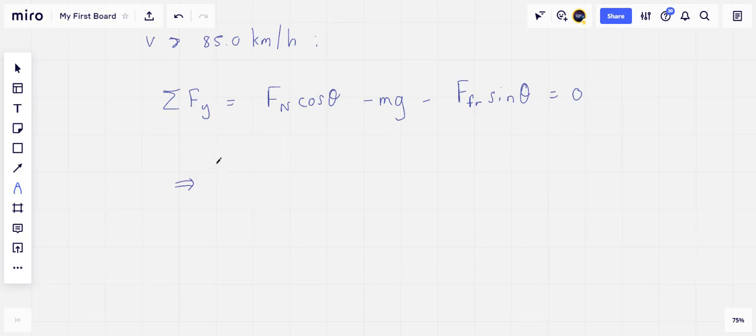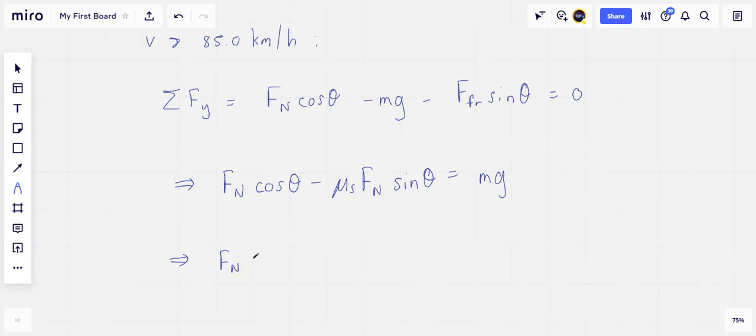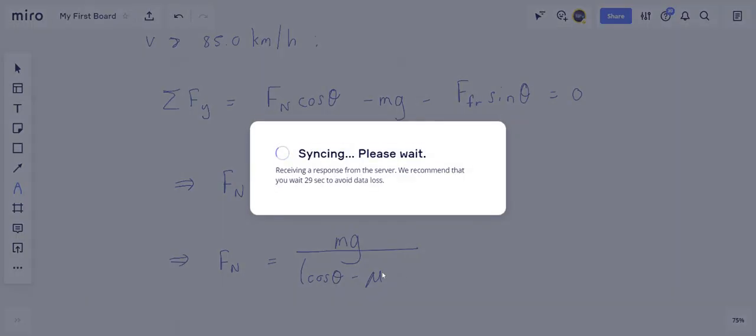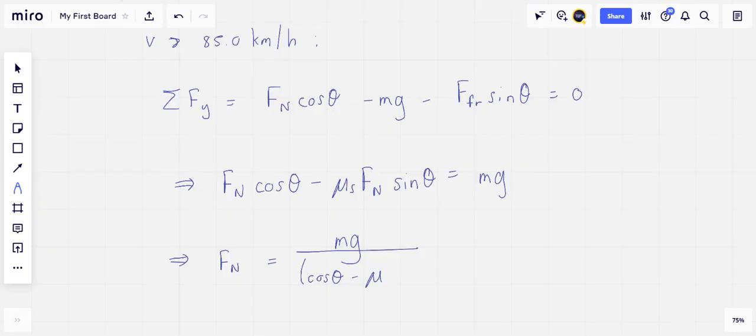And this implies that Fn times the cosine of theta minus mu s times Fn times the sine of theta is equal to mg. So this normal force Fn is equal to mg divided by the cosine of theta minus the coefficient of static friction, mu s, multiplied by the sine of theta.